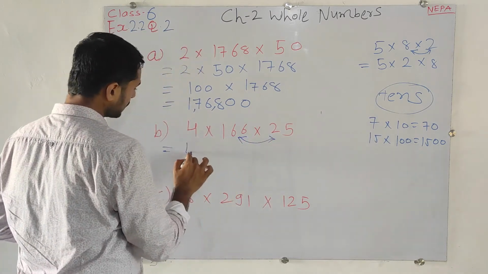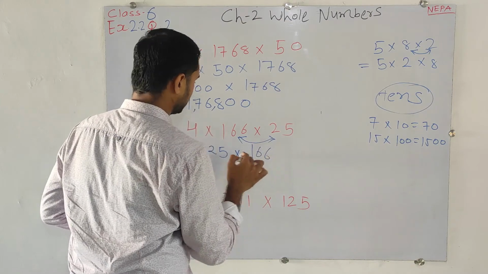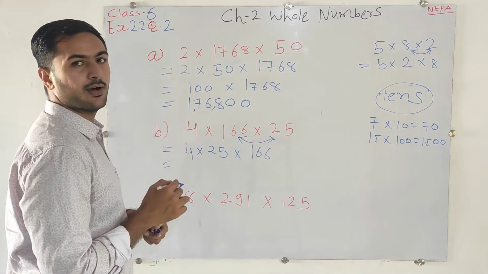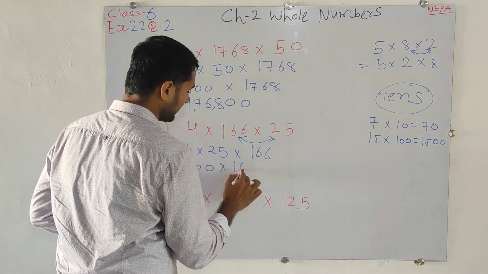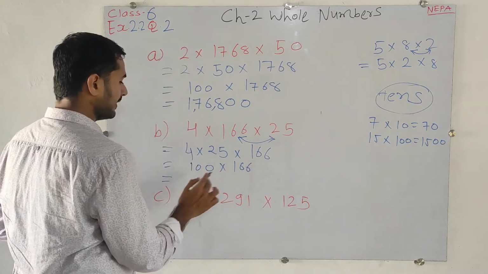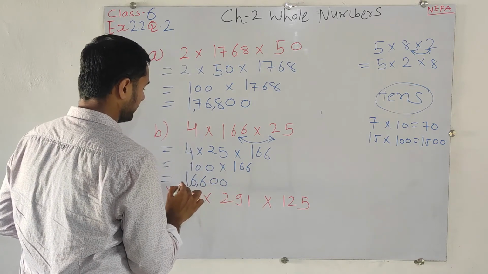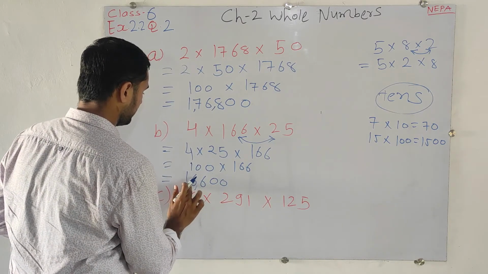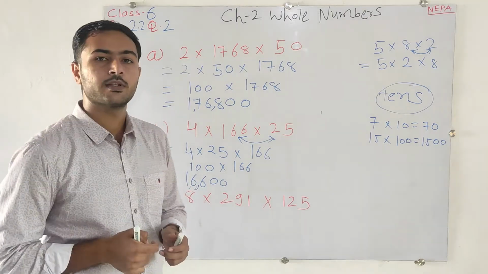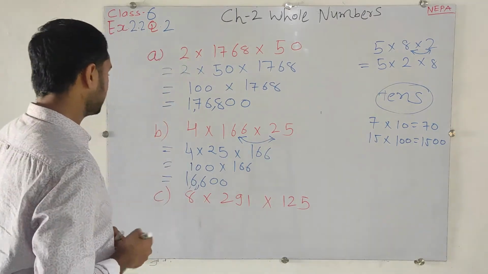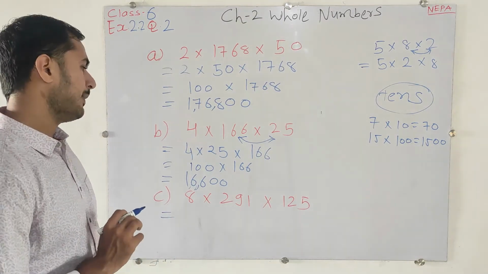So 4 multiplied by 25 multiplied by 166. 4 multiplied by 25, that is, 25 fours is 100. So 100 multiplied by 166. The answer will be 16,600. So the answer is 16,600.